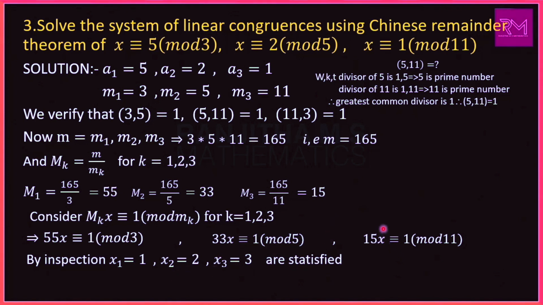If we substitute x equal to 1, 15 minus 1 is 14. 11 does not divide 14. If we substitute x equal to 2, 15 into 2 is 30. 30 minus 1 is 29. That is, 11 does not divide 29. If we substitute x equal to 3, 45 minus 1 is 44. That is, 11 divides 44, satisfied. Therefore x3 value is 3. Therefore, we obtain the x1, x2, x3 values, and the m1, m2, m3 values and a1, a2, a3 values we already know.